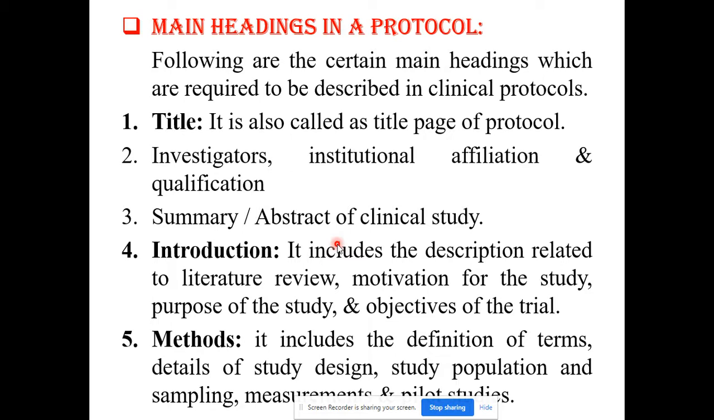Second, it consists of the information related to the investigator, institutional affiliation and qualification. It also contains information related to the investigator who is going to carry out this particular clinical trial study. It contains the information of the institutional affiliations and the qualifications of the persons who are going to carry out this clinical trial study. Third content, it consists of the summary and the abstract of the clinical study. Fourth one, that is the introduction.